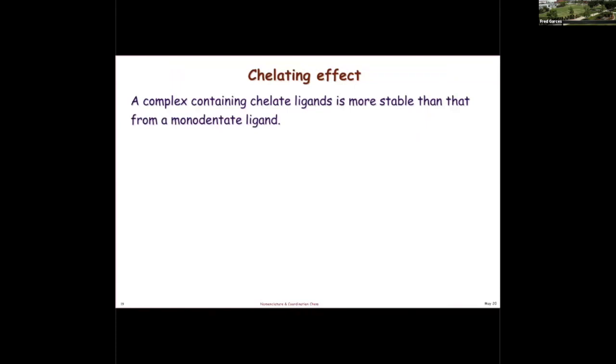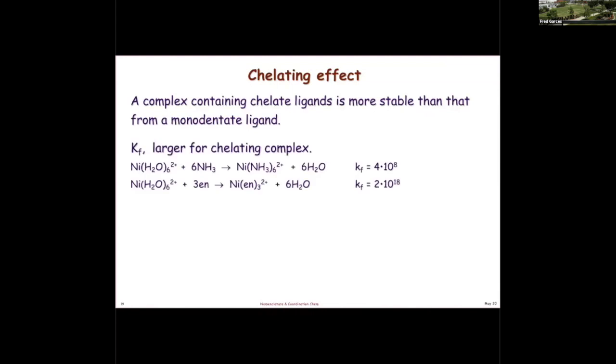Okay, complexing effect. The reason why metals want to complex versus say just a regular monodentate ligand is because of this right here. Let's take a look at nickel. It's got 6 waters, and we're going to replace the 6 waters with ammonia. And when that happens, the waters come off, the ammonia comes in, or the amine comes in, and that has a Kf of 4 times 10 to the 8th. Very efficient reaction. The equilibrium constant is much, much greater than 1.